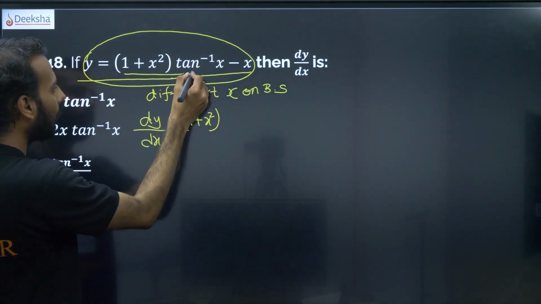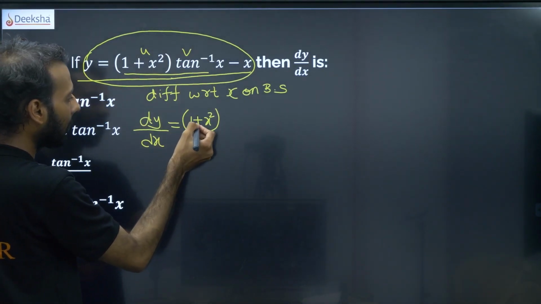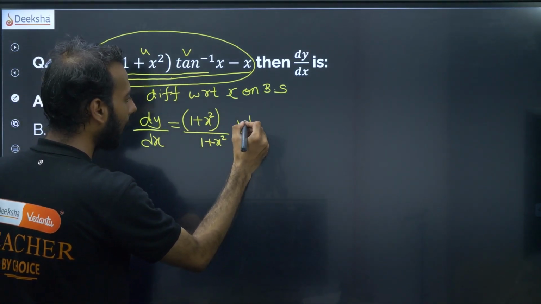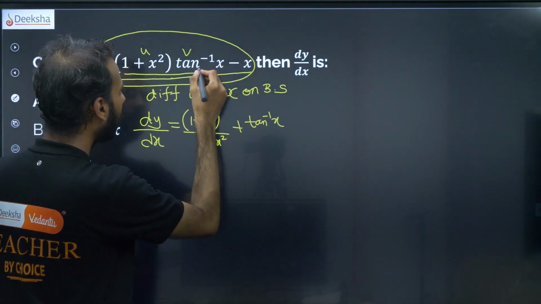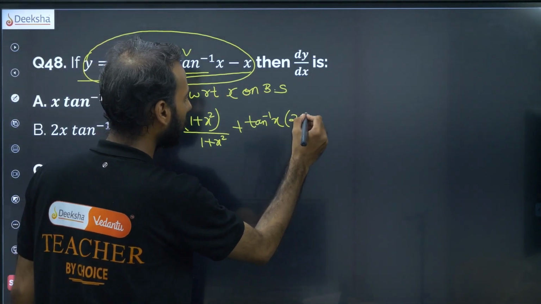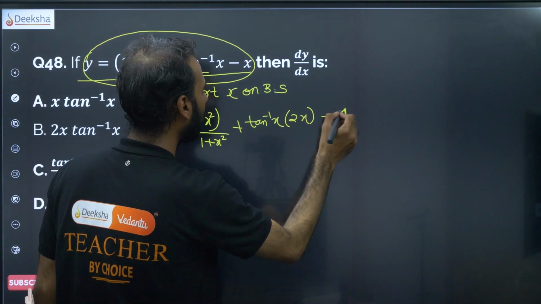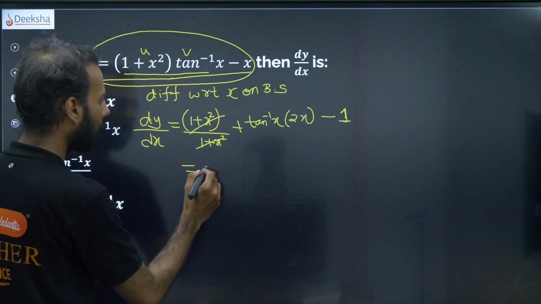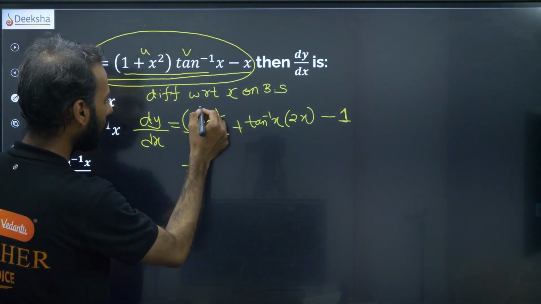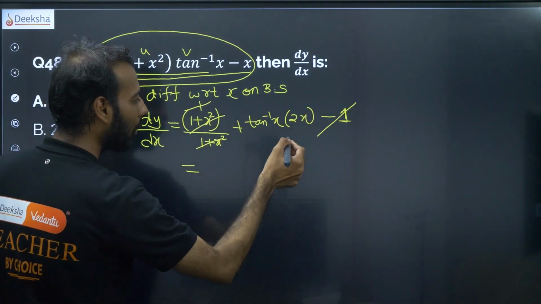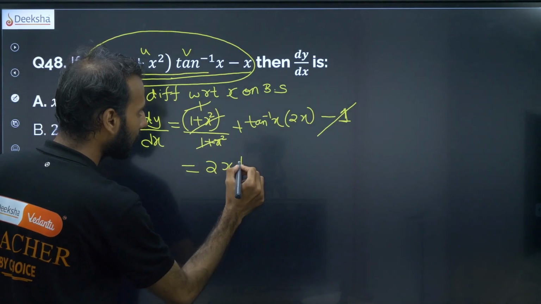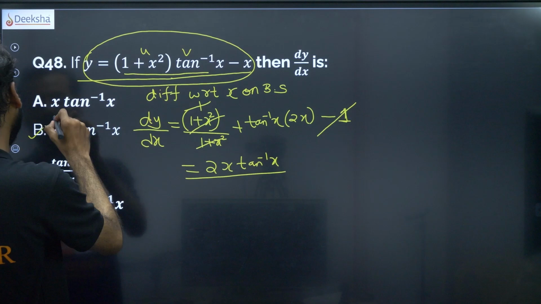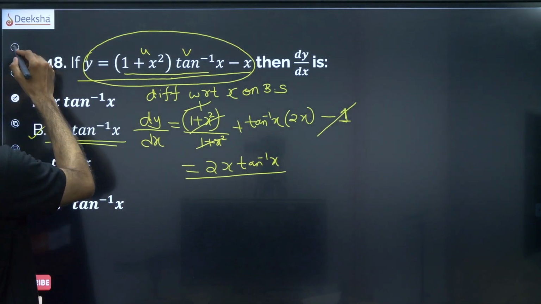Here you have to use the uv rule. First function as it is, differentiation of next: 1 plus x square times, plus tan inverse x, second function as it is, differentiation of first. This becomes 2x, minus the differentiation of x, which is 1. Now if you cancel, this positive one and negative one cancel, and we are left with 2x tan inverse x. Easy problem. B is the answer. Moving on to next.